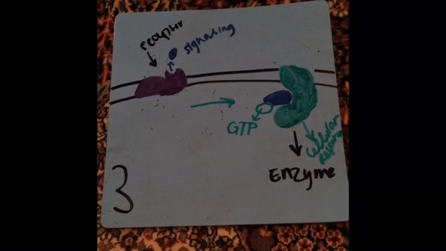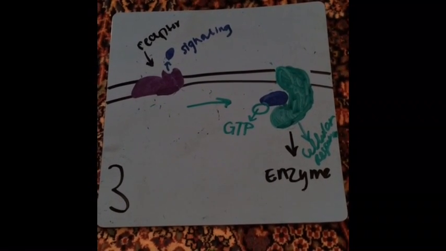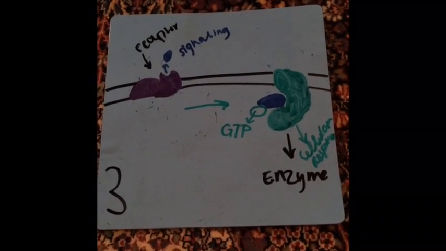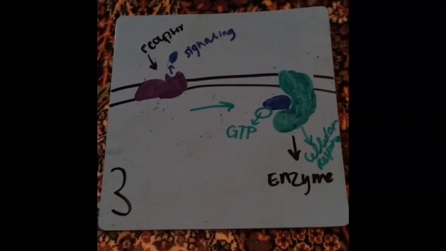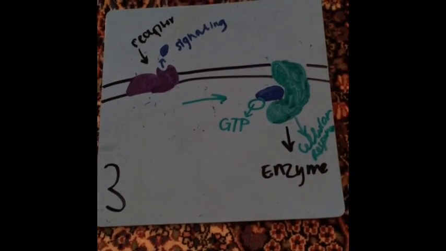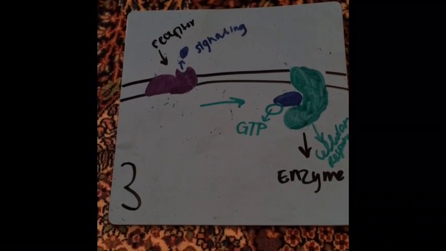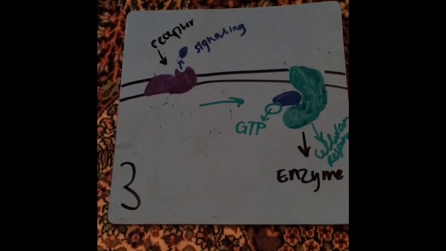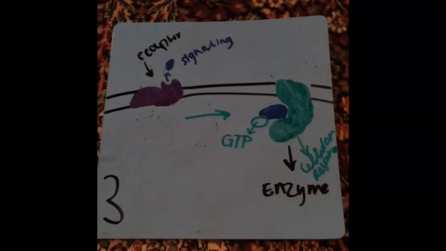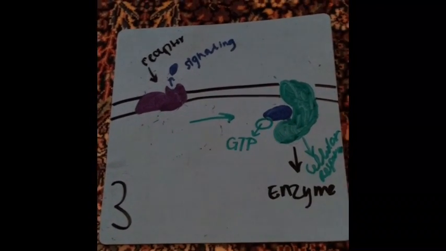Now we are at stage 3, and the activated G protein has dissociated from the receptor, diffused along the membrane, and bound to the enzyme, which is now activated. When the enzyme is activated, it can trigger the next step in a pathway leading to the cellular response. And attached to the G protein is GTP.